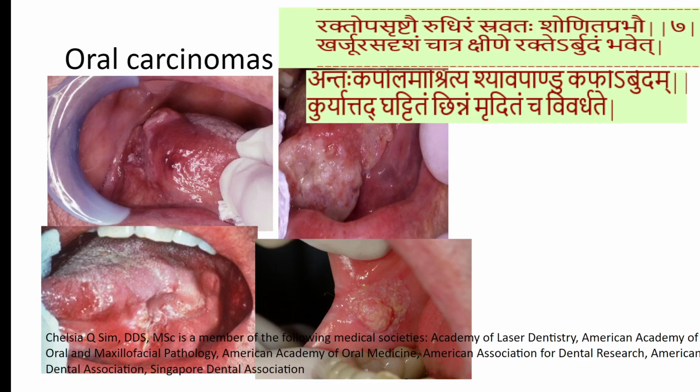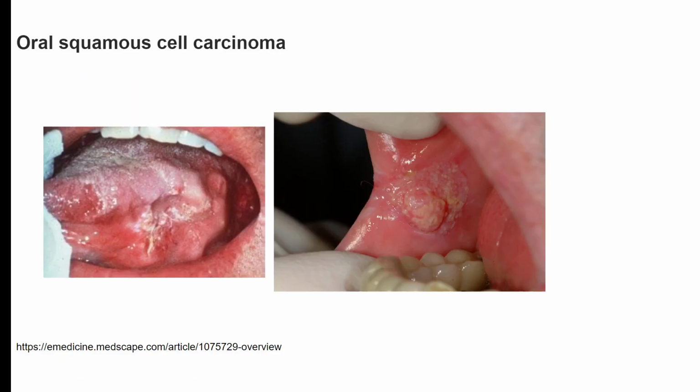And that's exactly what Sushruta and Vagbhata have mentioned as Raktaja Arbuda. Raktopasusto Rudhiram Savataha Shonita Prabhu Khartura Sadusham Chapra Kshine Rakte Arbudam Veta. The lesion looks like the Kharjura fruit. And the Kafa Arbuda also would be presenting the same. Antak Kapalamasik the Shav Bandu Kaparbudam Kuriatam Ghattitam Thinam Rutitam Chibivardhate. It tends to proliferate, and even after removal, it can produce the same lesions.